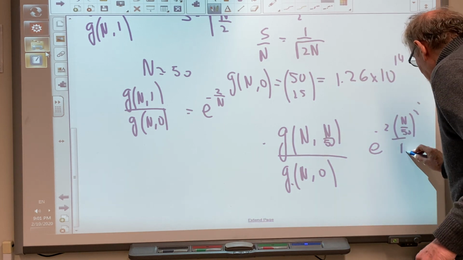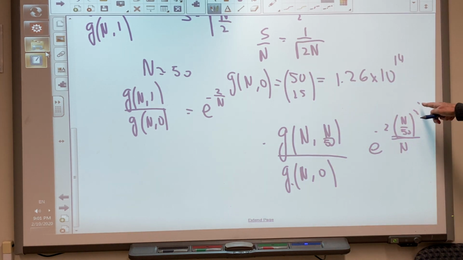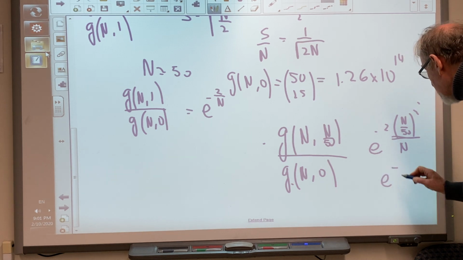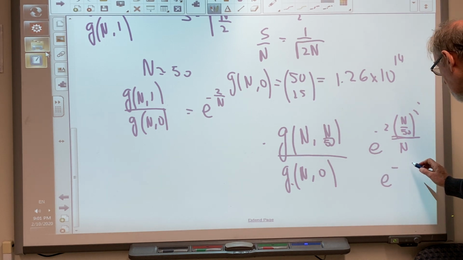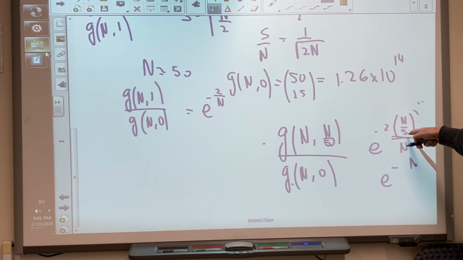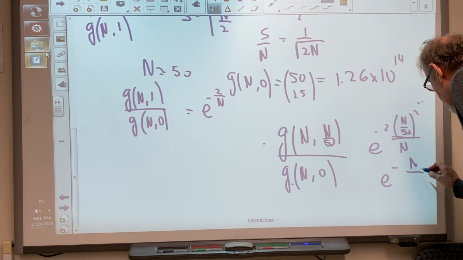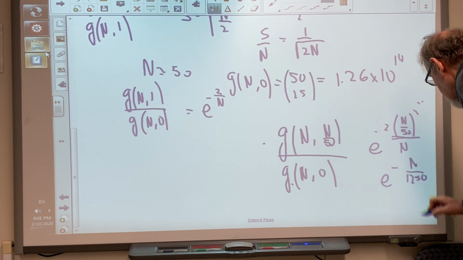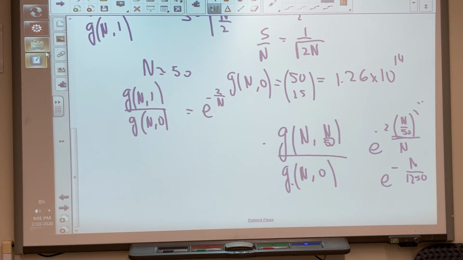I was calculating g over n. So here I'll have n squared, but here I'll have an n. So I will have e to the minus n, because I have n squared over n, and here I have 12,050. Okay? So what is this number? If n is a very big number, if n is 10 to the 23, you understand that this is 0.